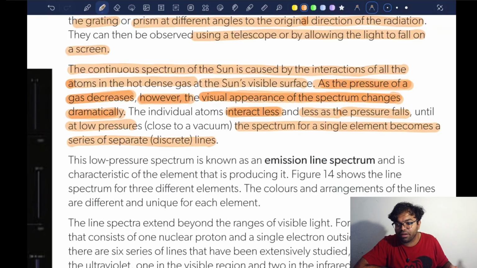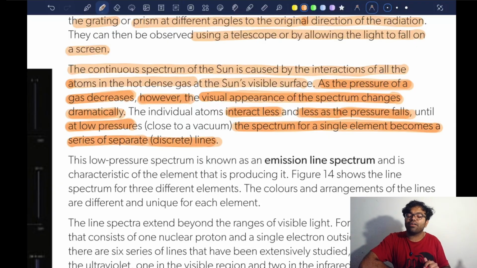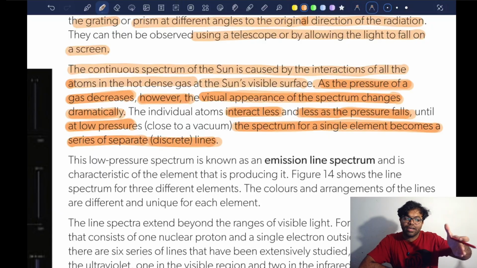There is extreme pressure. But as you move towards the surface of the sun, the pressure being exerted on the atoms of the sun is slowly decreasing. As the pressure falls, until at low pressure, the spectrum for a single element becomes a series of separate lines. For a single element, you get a different series of lines.